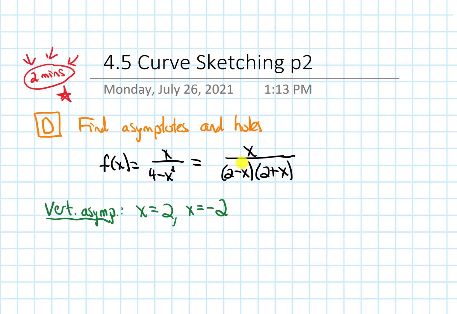And if there was a factor on the bottom that canceled completely away, that would give me a hole. But in this case, none of the factors on the bottom canceled away, so there are no holes. There are going to be no holes in this graph.